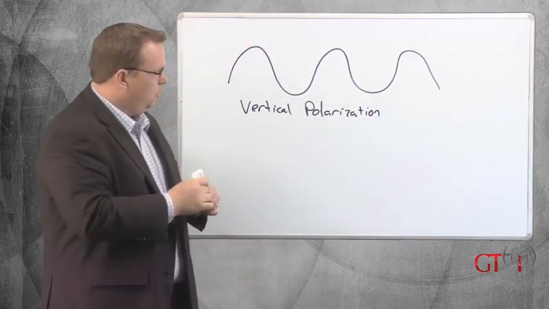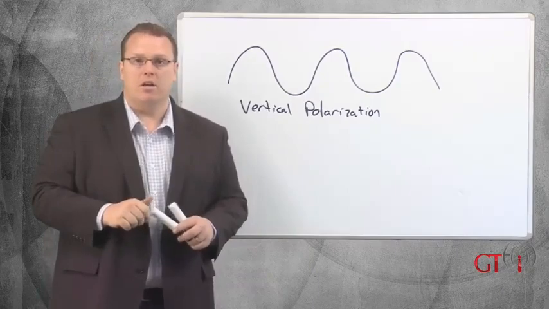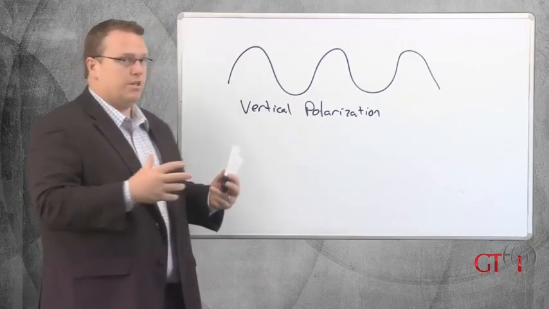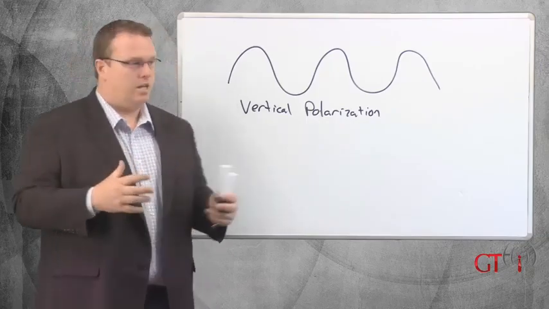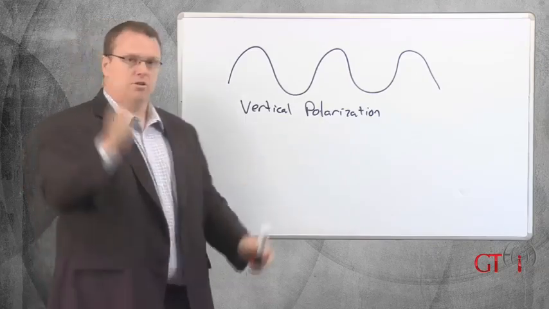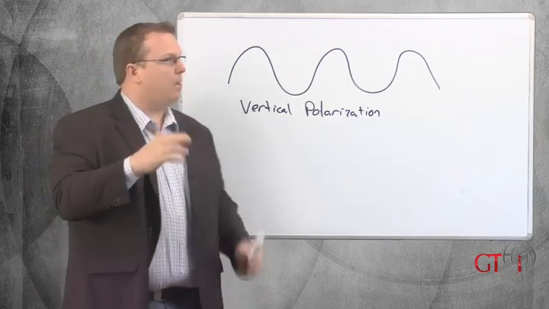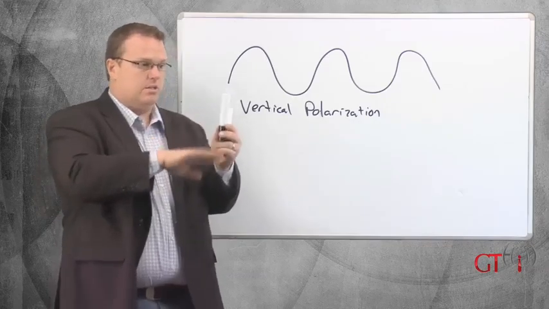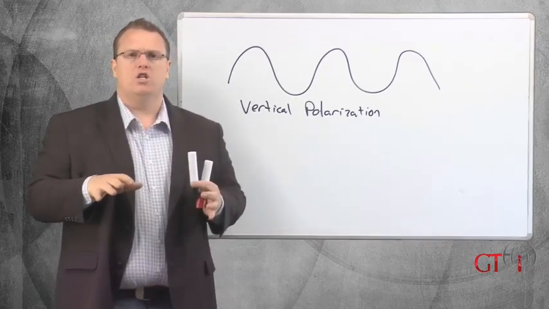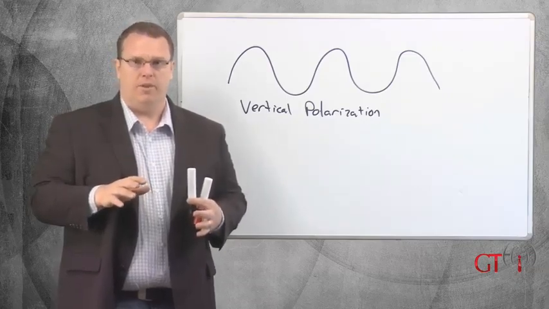Now you hear the word polarization and polarity interchanged a lot, but that's actually not correct. Polarity is referring to like positive and negative. Polarization is the right word to use. Vertical polarization, the waves go up and down. They come out of an antenna. Say this is an antenna, it comes out up and down. Pretty standard. What's a little less known is horizontal polarization.